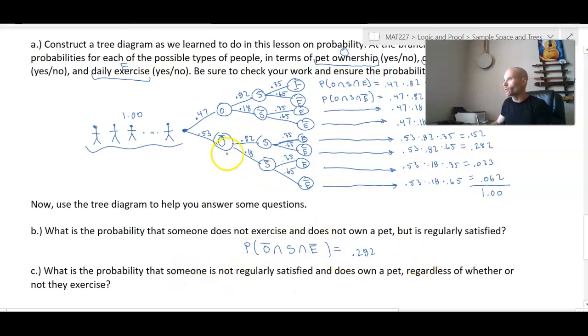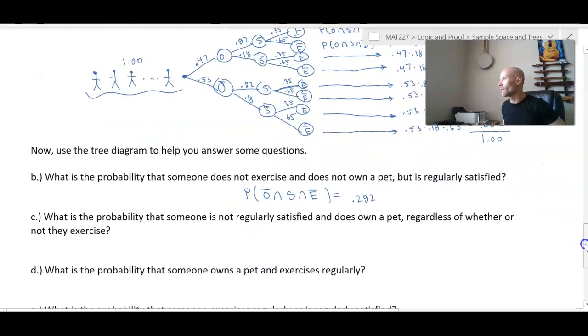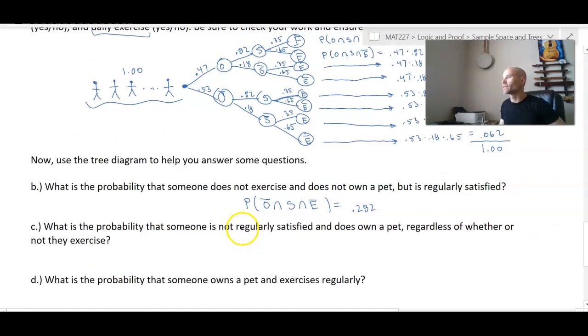So we could have just multiplied those probabilities together to get that, but here we have a comprehensive picture of every person. We can answer virtually any question about them that we would like. What is the probability that someone is not regularly satisfied and does own a pet, regardless of whether or not they exercise? So what we're asking for here is, what's the probability that they own a pet and are not regularly satisfied? Okay, now whether or not they exercise, well, if we just look at these people who qualify under these 2 conditions, let's follow that chain.